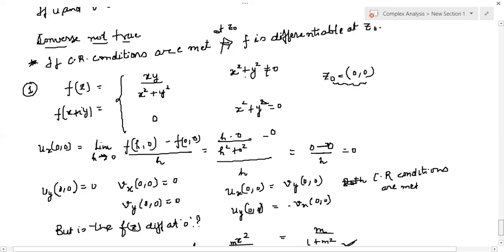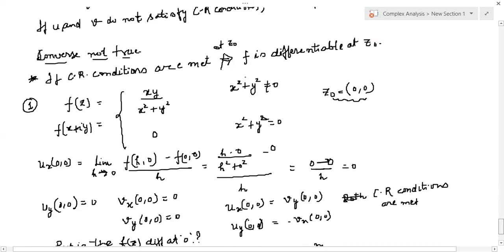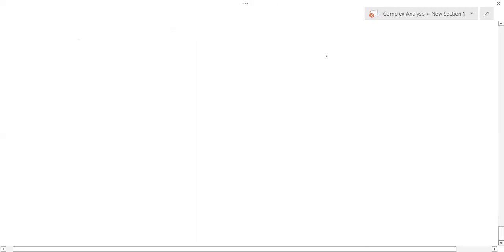We have already seen that if Cauchy Riemann conditions are met at z naught, it doesn't imply that f is differentiable at z naught. Now the question arises, what additional conditions must be supplied along with this Cauchy Riemann condition so that the function becomes differentiable. I'll write this as a statement later on. But now let us move to one more important thing. I'll come back to this particular point.